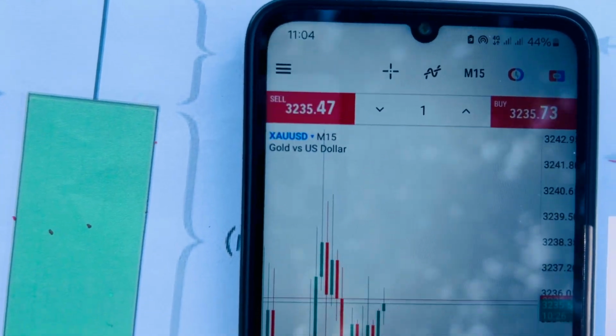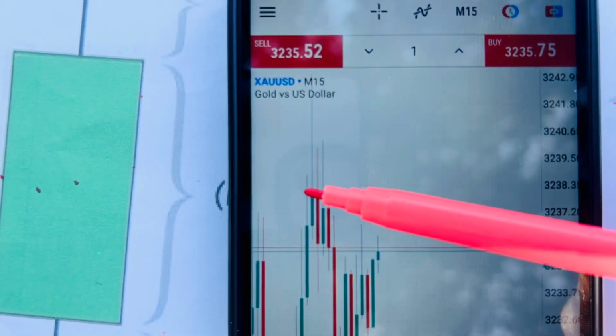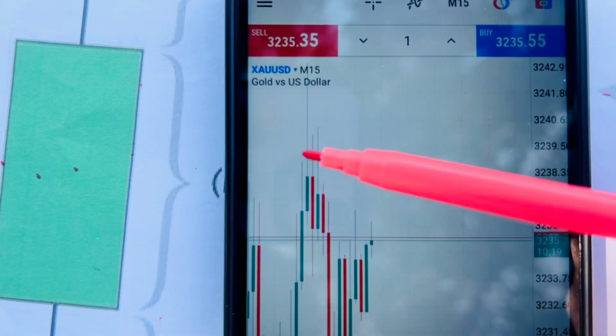That is not that important, but it's just for you to know what's happening here. You can see we have this rejection. That means that it went up before it went down.